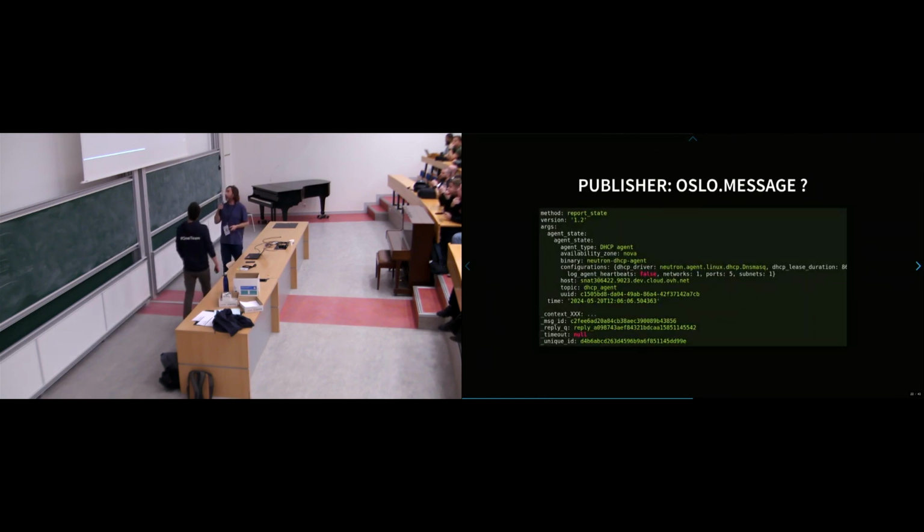So here is an example of how an Oslo message looks transiting in RabbitMQ. There is a method, the payload, and some metadata. There is the message ID, and also here we see that there is a reply queue in the payload. So it means that it's a method call, and the server will have to reply with the answer in this queue.